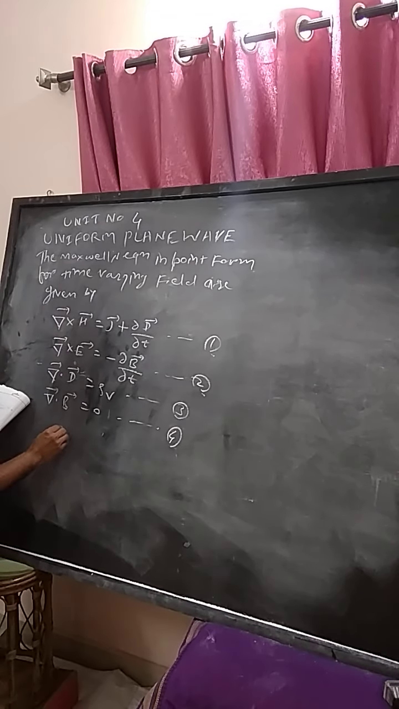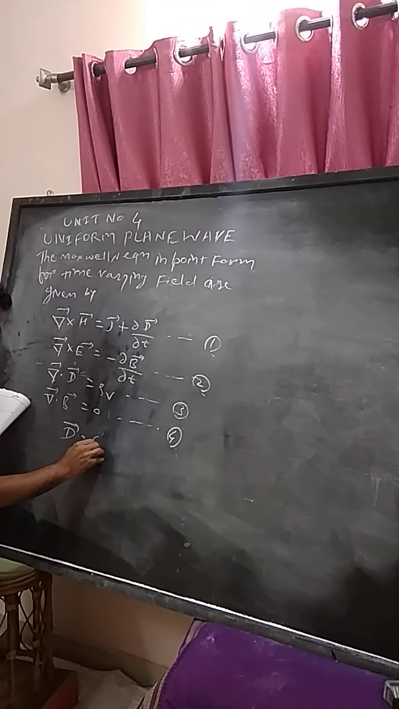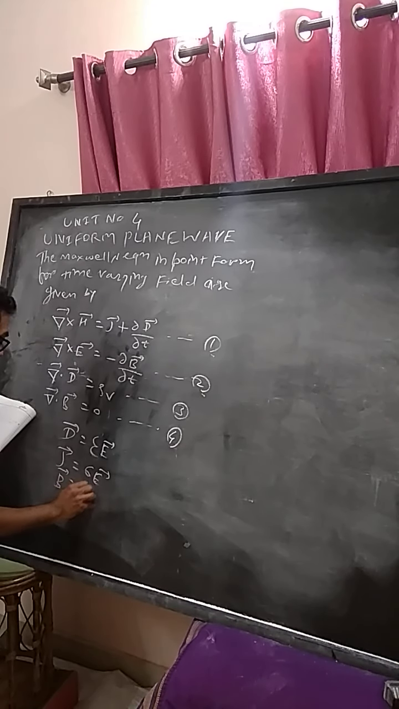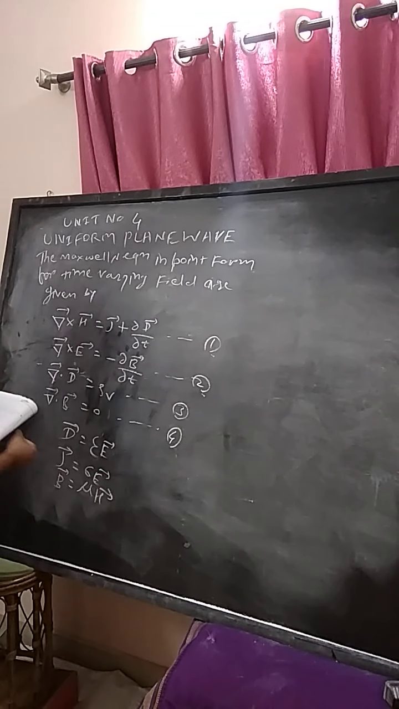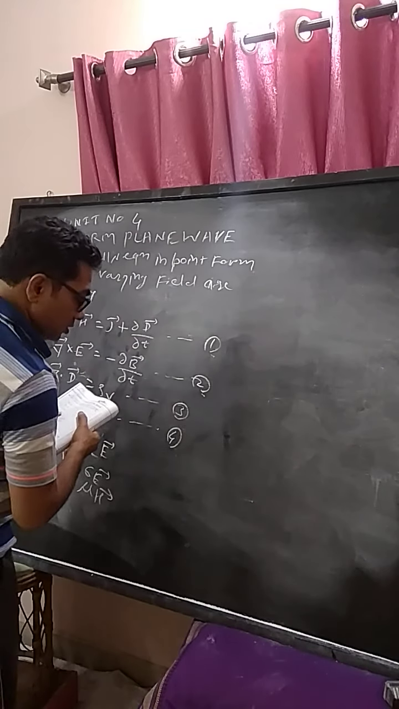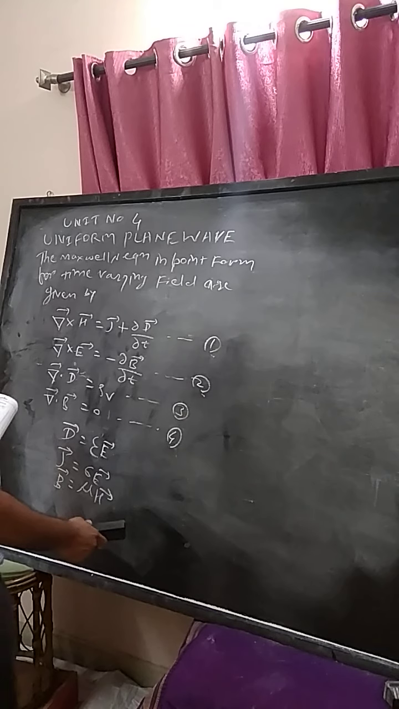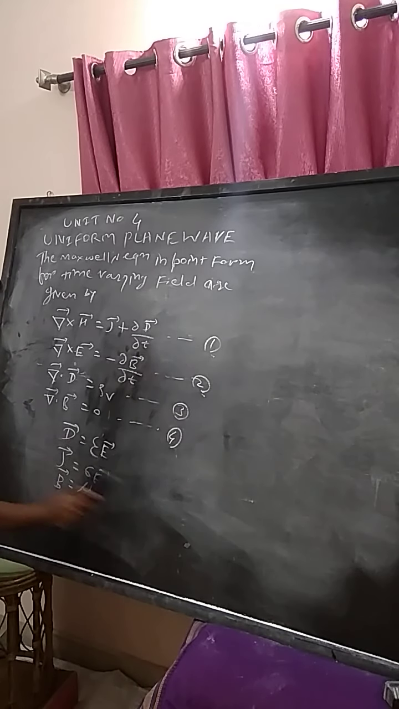So there are some relations again, that is D vector is equal to epsilon into E vector, then J vector equal to sigma E vector, and B vector equal to mu into H vector, right? So after that, I have completed the derivations for the different wave equations in the class.